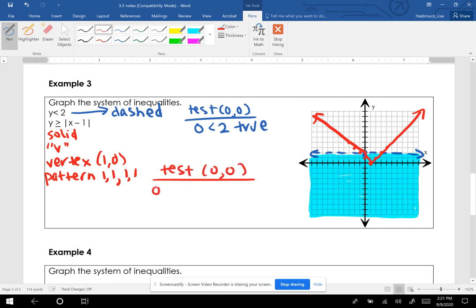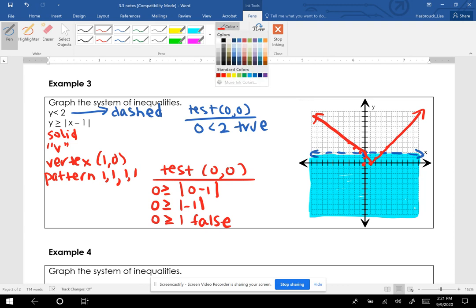When I do that, I get 0 is greater than or equal to the absolute value of 0 minus 1. 0 is greater than or equal to the absolute value of negative 1. Well, the absolute value of negative 1 is just 1. 0 is not bigger than 1. This is false. So instead of shading on the side of the V that has 0, 0, we will shade on the inside.